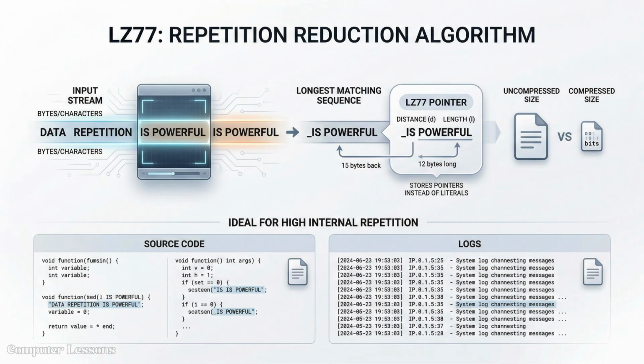The LZ77 algorithm operates by scanning the input stream for the longest matching sequence. Instead of storing literal data again, the system records a distance and a length value. This reduction strategy works best on files with high internal repetition, such as source code or logs.